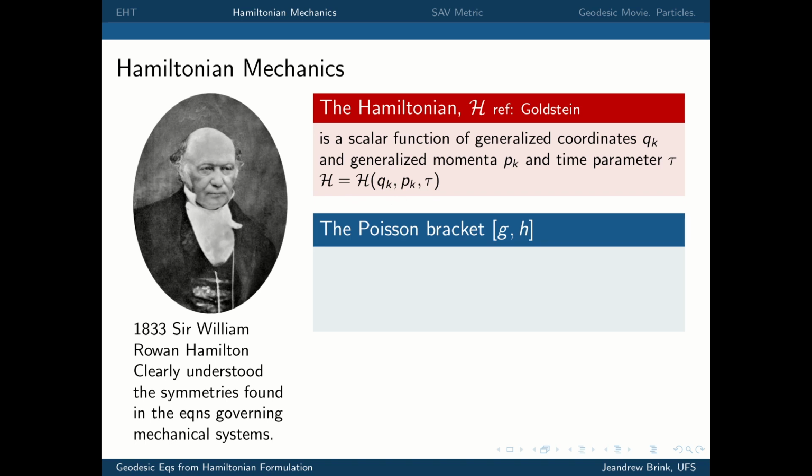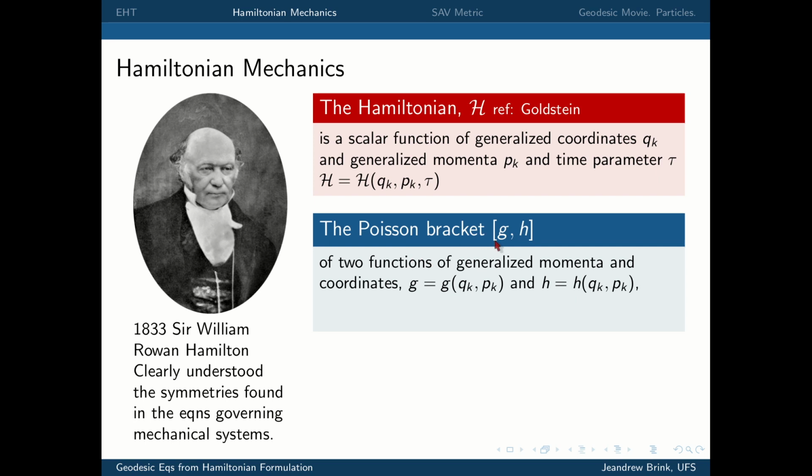What Hamilton did was to formulate classical mechanics in terms of a Poisson bracket. So let's just define that rigorously. A Poisson bracket of two functions g and h, which are both considered to be functions of the generalized momenta and generalized coordinates. In other words, g equals g of qk and pk, h equals h of qk and pk.